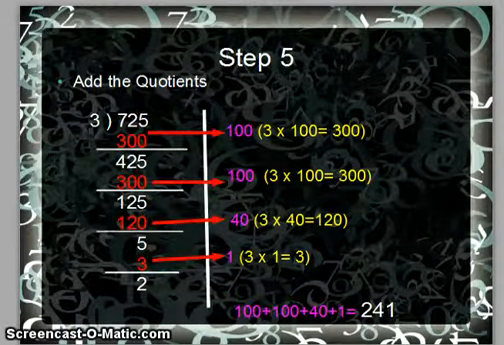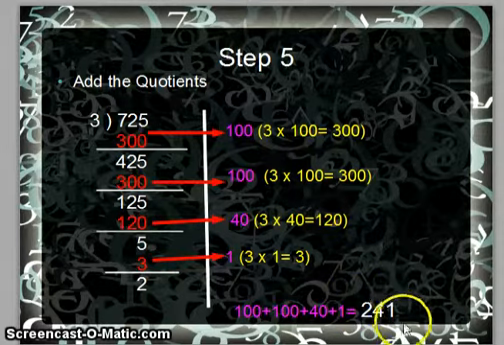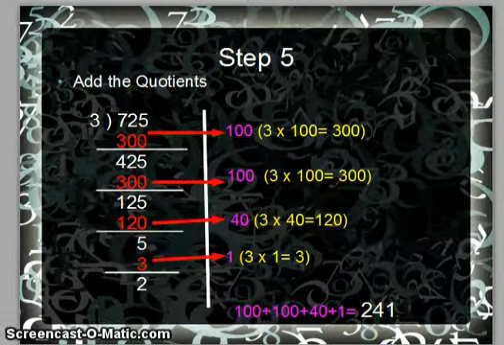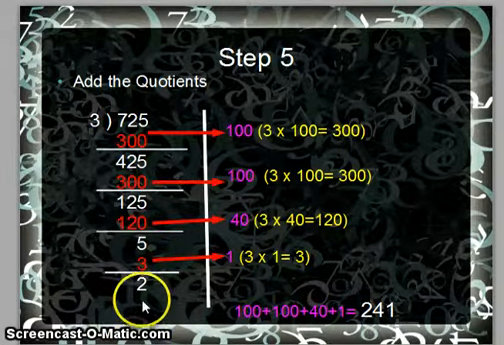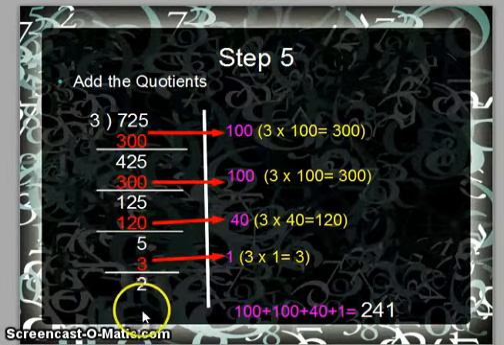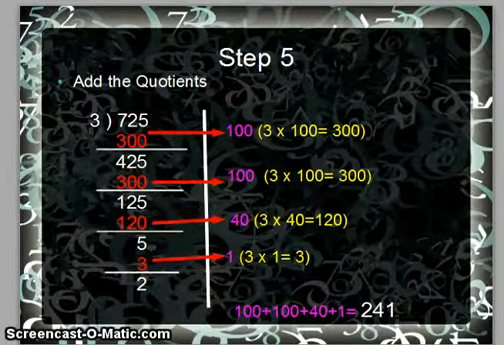Step 5. You want to add all of the quotients. So here are all of our quotients in pink: 100, 100, 40, and 1. We added them together here at the bottom and arrived at the sum of 241. Now remember when I said don't forget about our remainder here of 2? We'll see what we do with it in the next step.